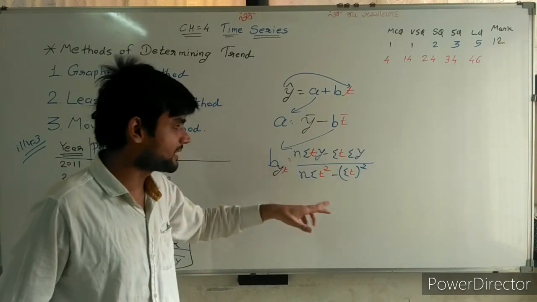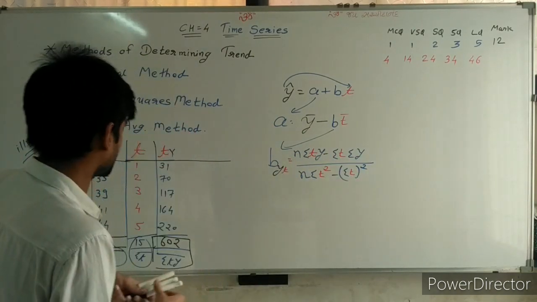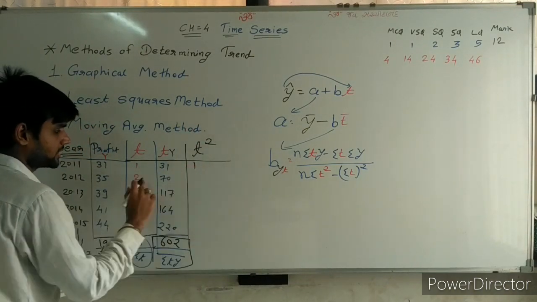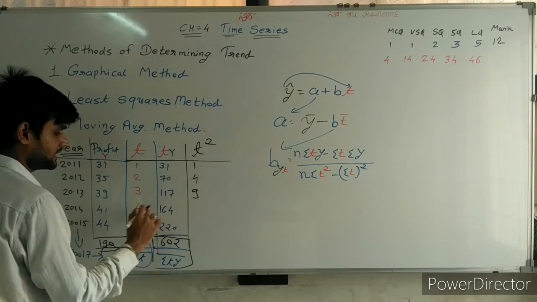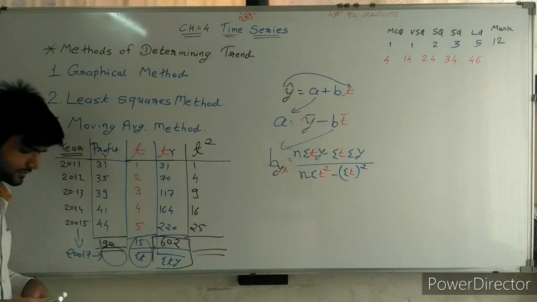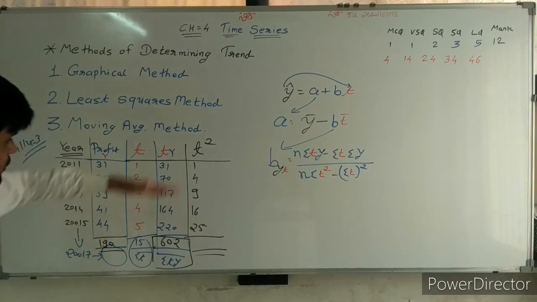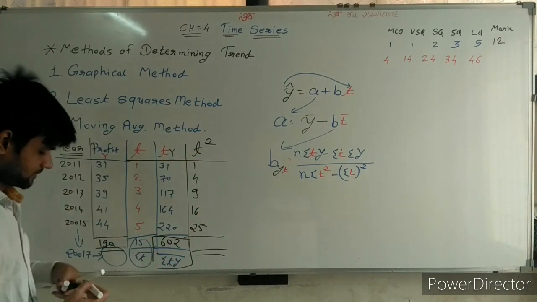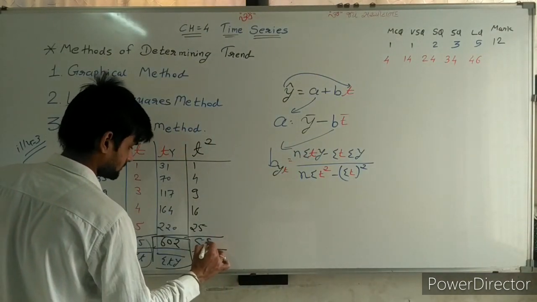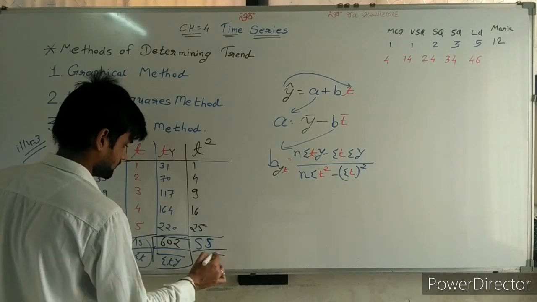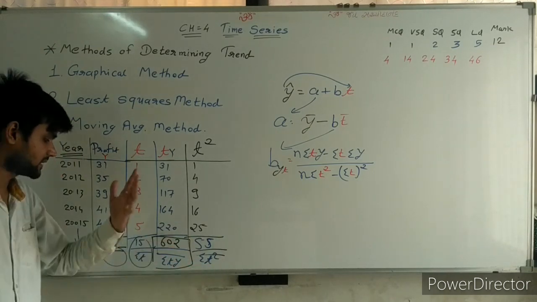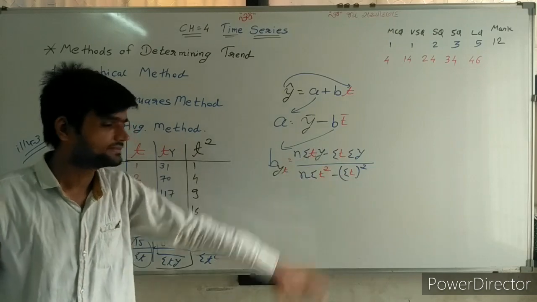Going ahead, sigma t, sigma y, okay. Sigma t square. First of all I need t square. Then we can find sigma t square: 1 square, 1; 2 square, 4; 3 square, 9; 4 square, 16; 5 square, 25. So make the total of this. Total of sigma t square, 55. That's it. So in this way, using sigma t square and sigma ty, we can find b.